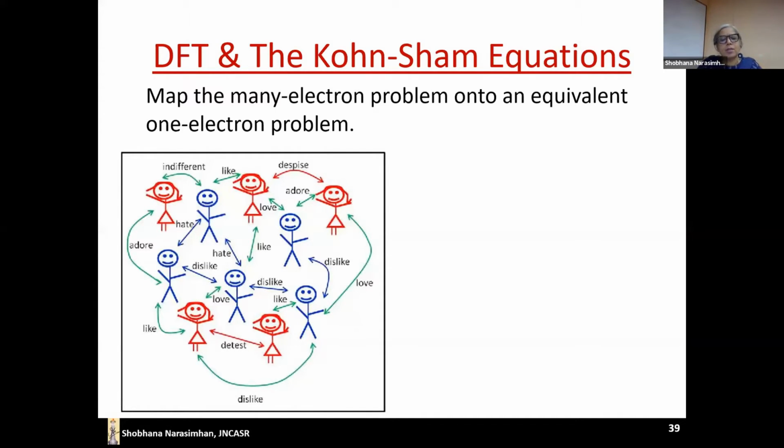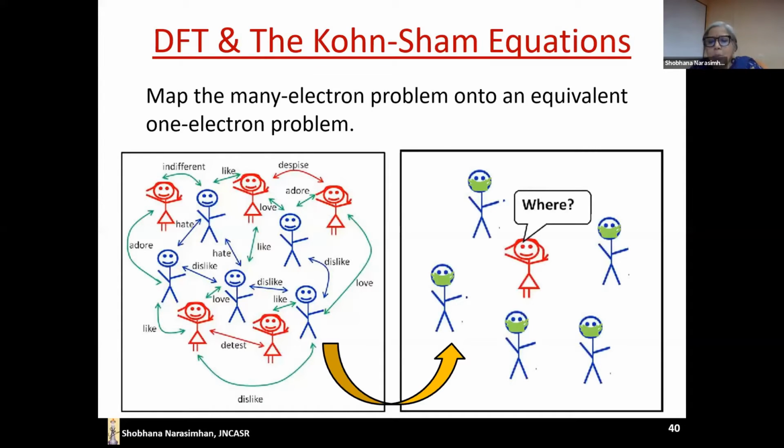And the problem you're trying to solve is to arrange them in such a way that you achieve a global level of happiness, the most happy situation for the whole arrangement of people. That's like finding the lowest energy solution. This is obviously a very complicated problem to solve. What you replace it with is a problem where you just have one woman, one electron, whom you have to move to find the most happy situation. This is obviously a much easier problem.